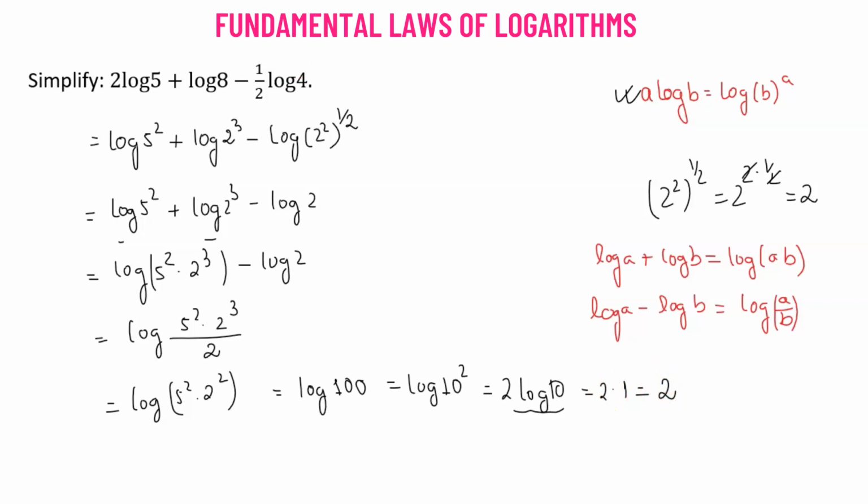So that means the simplified value of our given expression, 2 log of 5 plus log of 8 minus half log of 4, is equal to 2. So this is the final answer.